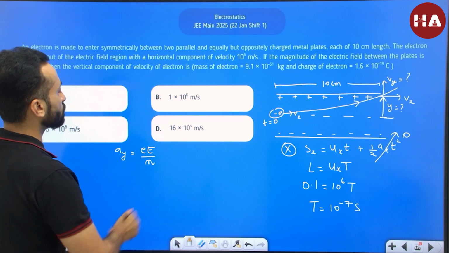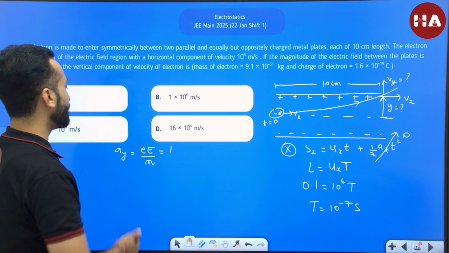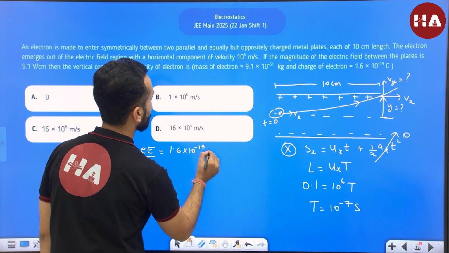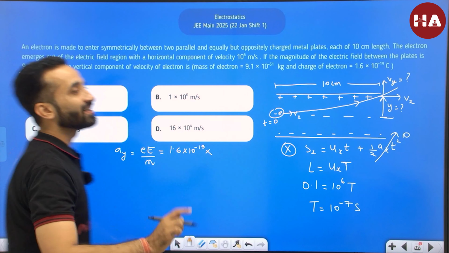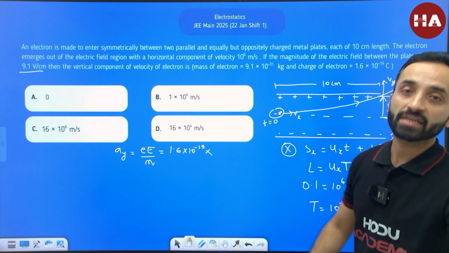m. So the value of q is, why qE by m, students? Because force is qE and divided by m. So q is 1.6 into 10 raised to the power minus 19, but of course, and the value of E, be very careful, is 9.1 volt per centimeter. So per meter, it's going to be 9.1 into 100. So don't forget to convert it into SI unit. That is a common mistake that people make. Okay, so qE by m.